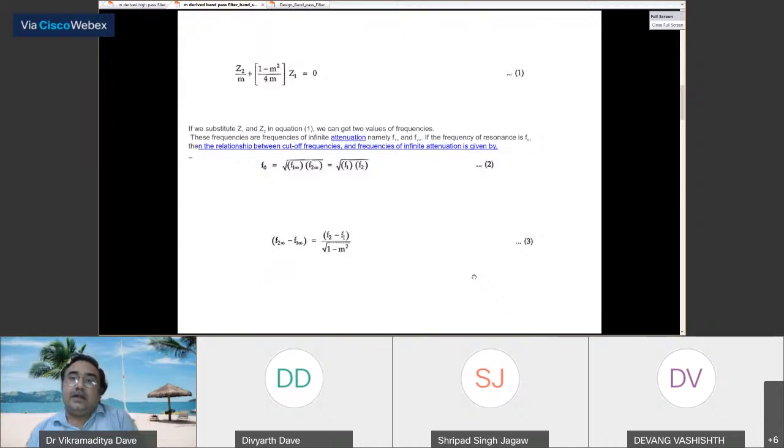Again, in the case of the M-derived filters, we also find out a frequency of infinite attenuation. Later, in the fundamentals, we told that this frequency of infinite attenuation will provide sharp attenuation, not exactly at the cutoff frequency but near the cutoff frequency. Here, because it is a band pass filter, if you remember the diagram, I am just drawing the diagram.